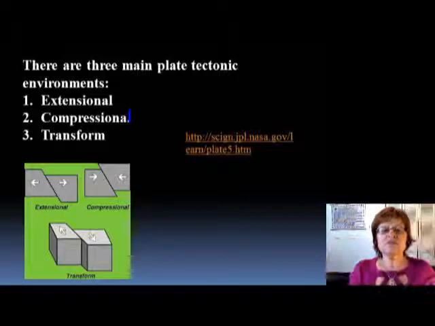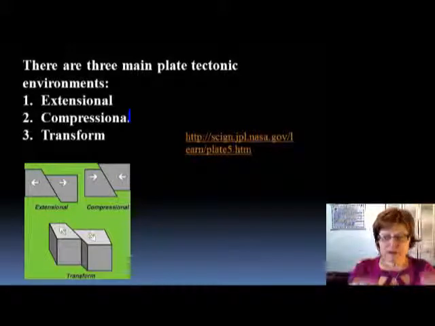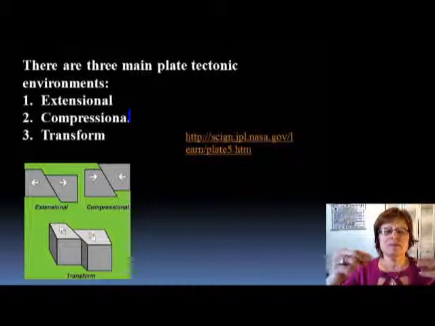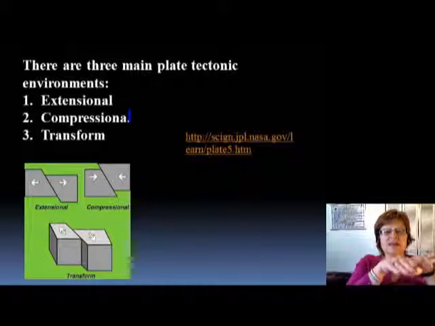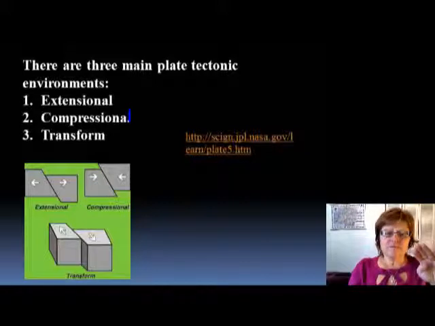So the first two will have vertical movement. When it's extensional, one block is moving down. When it's compressional, one is moving up. But when it's transform, they are just sliding next to each other horizontally. So there is no vertical but only horizontal movement.